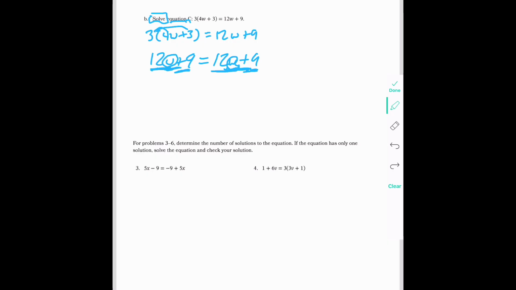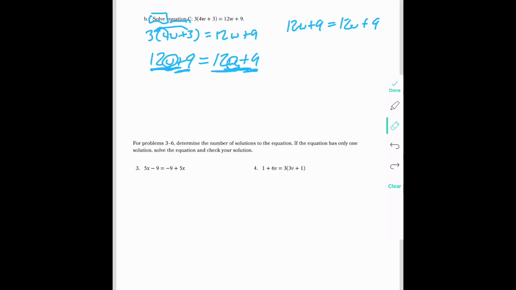So let me show you what I mean, because you should already know from part A, but let's just do it again, for example. So if it's 12W plus 9 equals 12W plus 9, let's say I say W is 2. I know that 12 times 2 is 24. 24 plus 9 will equal 24 plus 9. I don't need to add these up to know that they're going to equal the same thing. All right? I could switch the number.